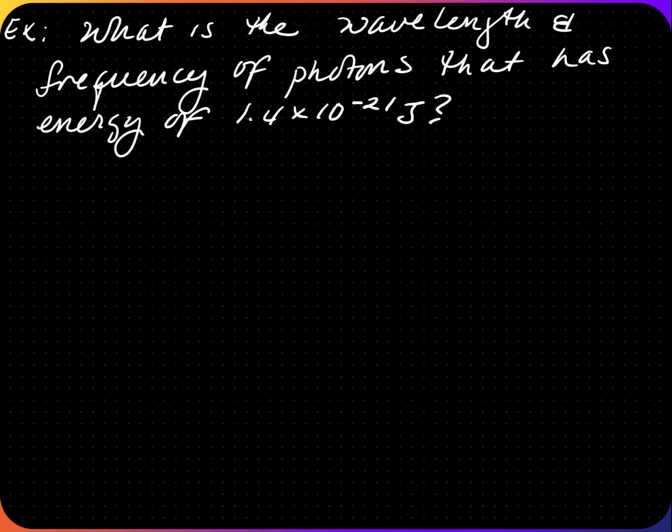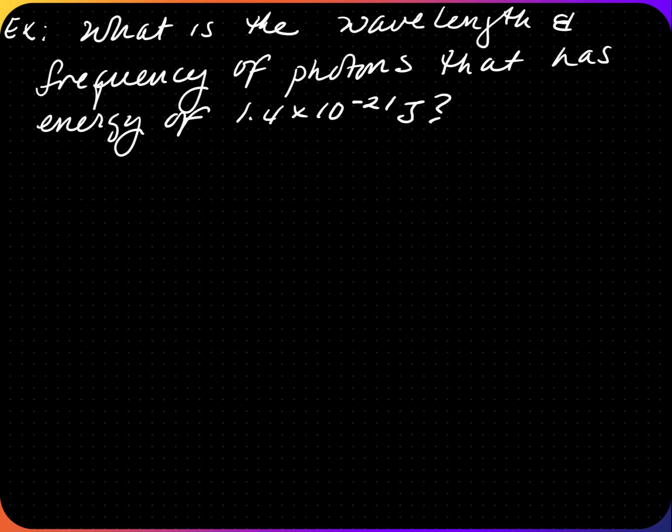In this problem, there are multiple ways to do it. I'm going to look for the frequency first because it's the easiest. So energy is given as 1.4 times 10 to the negative 21st joules.